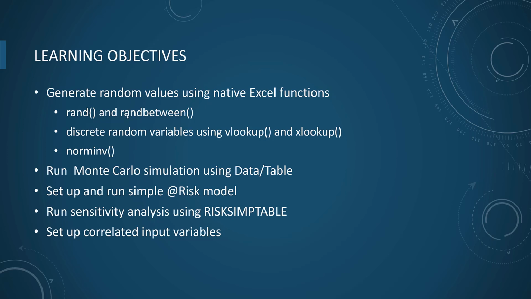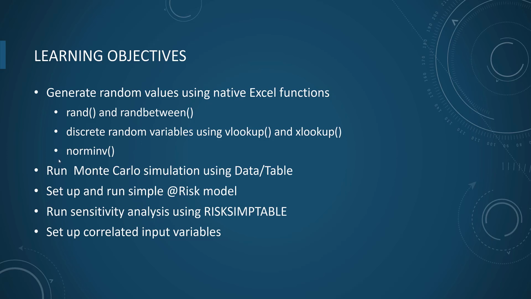And then we have RANDBETWEEN. With RANDBETWEEN, you specify a lower limit and an upper limit, and it will give you numbers. No decimals here, so only integers between the lower and the upper limits. So we can use these functions to generate randomness. And then we can also set up discrete frequency distributions and use VLOOKUP and XLOOKUP in combination with RAND to generate values from a discrete probability distribution, and then use that in our model.